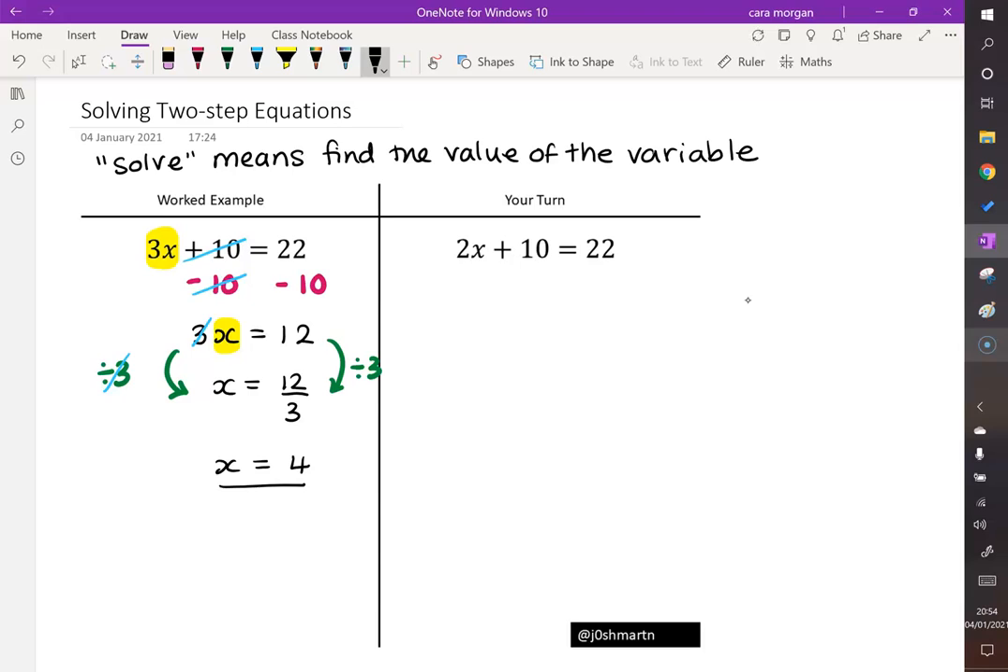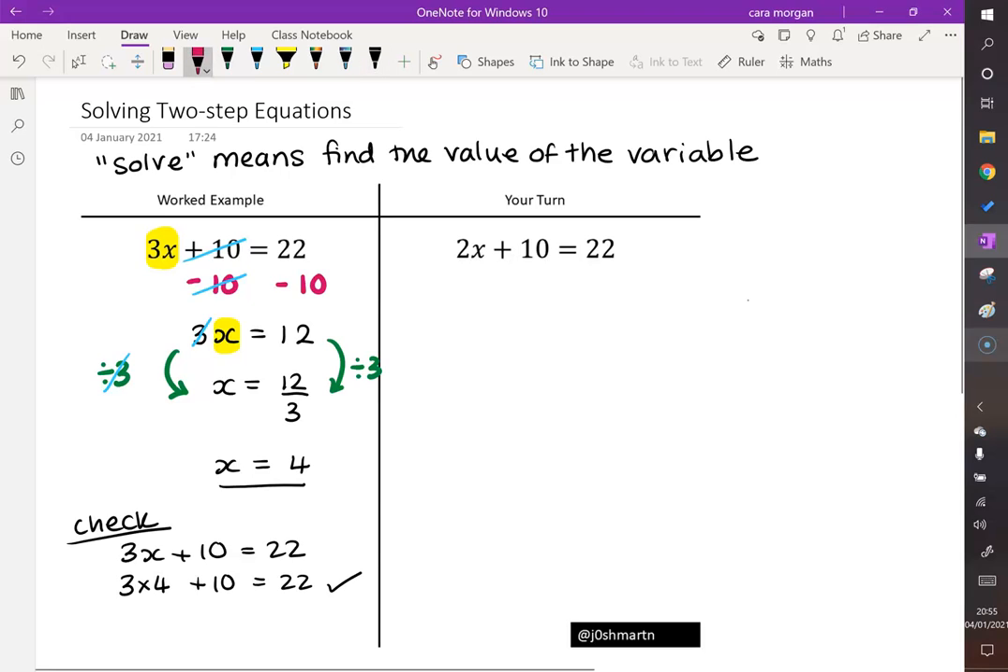I'm going to quickly check. In my equation, let me write the checking stage down. I've got 3x add 10 equals 22. Well, does 3 lots of 4 add 10 make 22? If it does, I've done it right and I can mark my question correct. Don't forget we were finding x and I said that x was 4 and it was. Have a go at the one on the right hand side, press pause, and then I'll go through it.